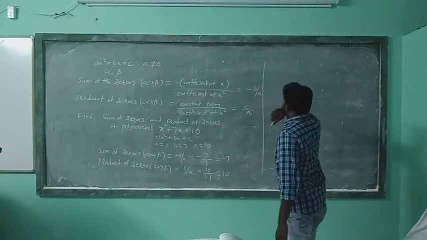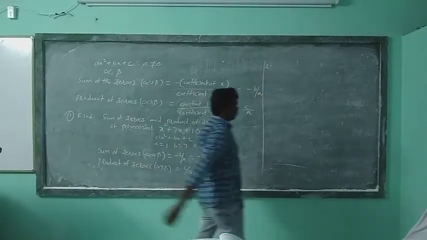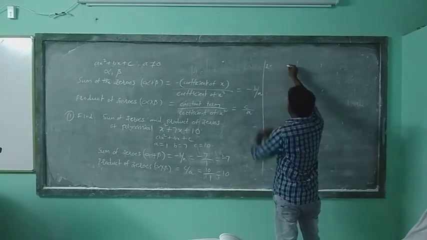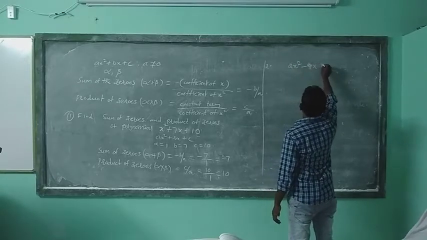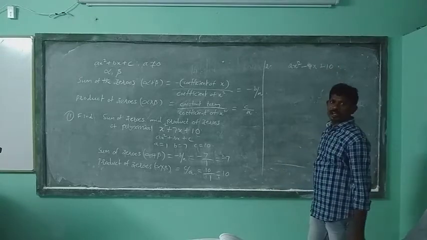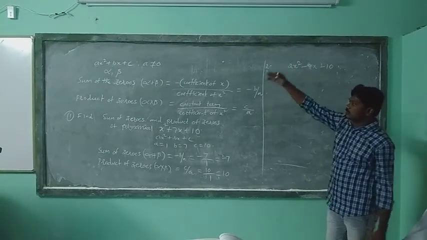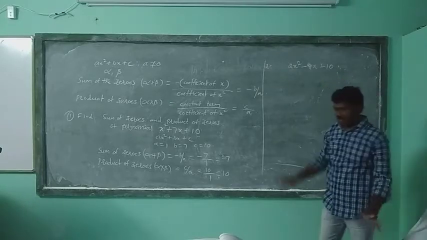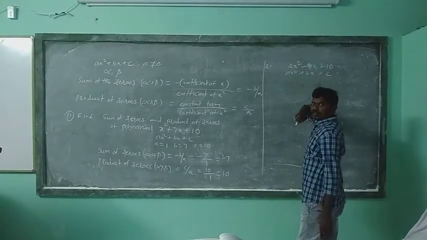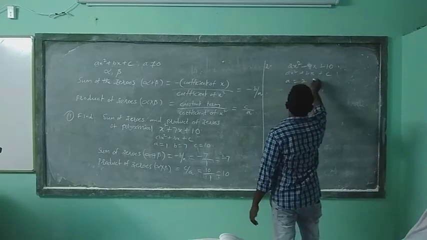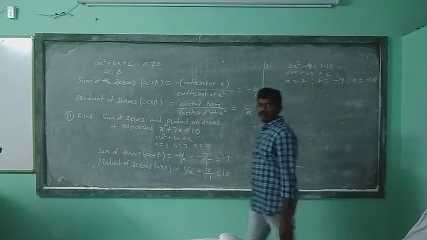Next, another example, example 2. Given the polynomial 2x square minus 9x minus 10, find the sum of zeros and product of zeros. First of all, compare it with ax square plus bx plus c. Here a equals 2, b equals minus 9, and c equals minus 10.